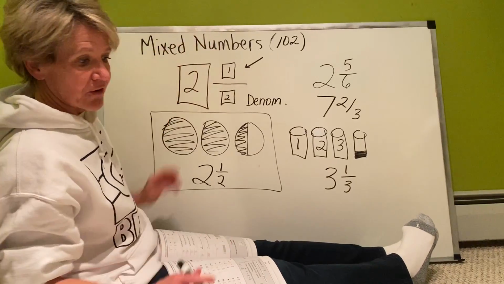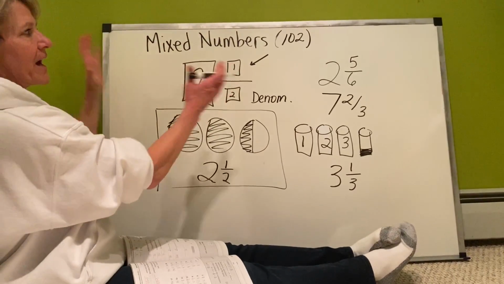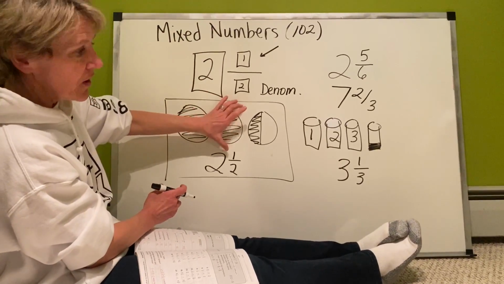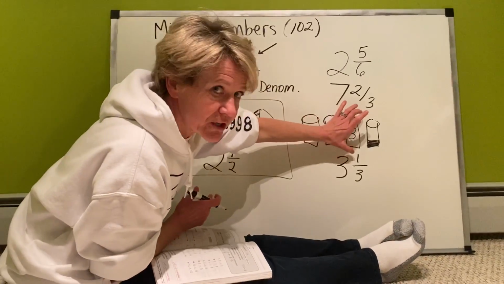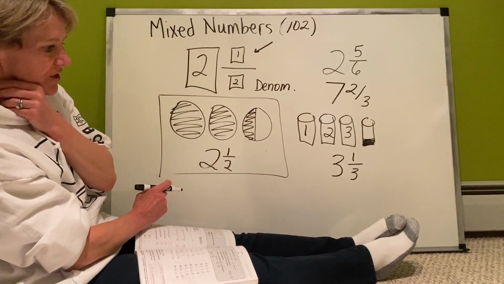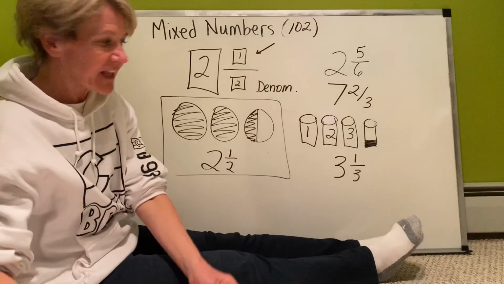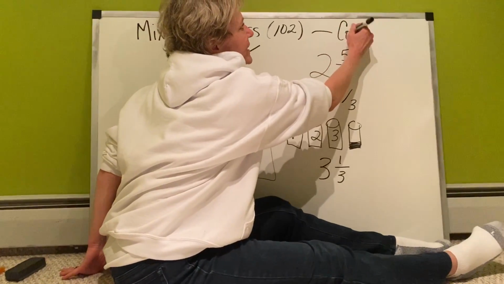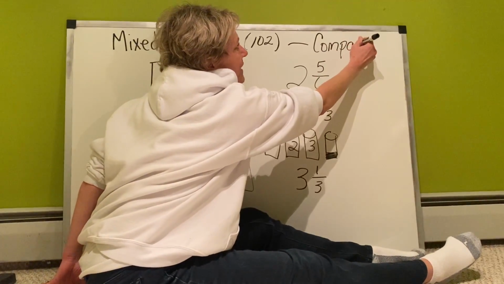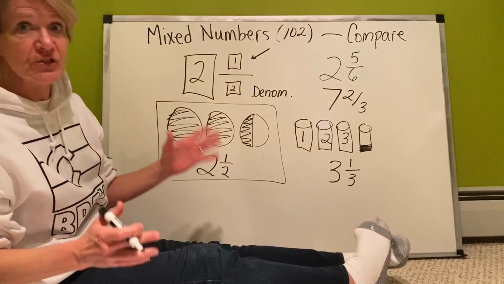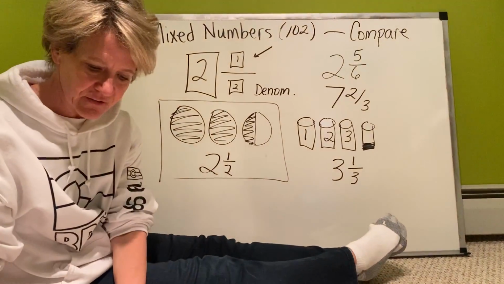The reason they're called that is because they've got a combination of whole numbers, remember, whole pizzas, whole glasses of water, combined with a fraction. I'd like to show you how you can compare which mixed number is bigger or smaller. This is going to come in the next page or two.